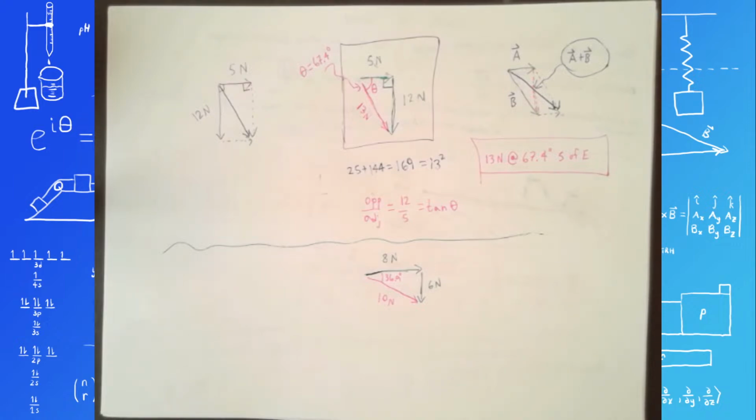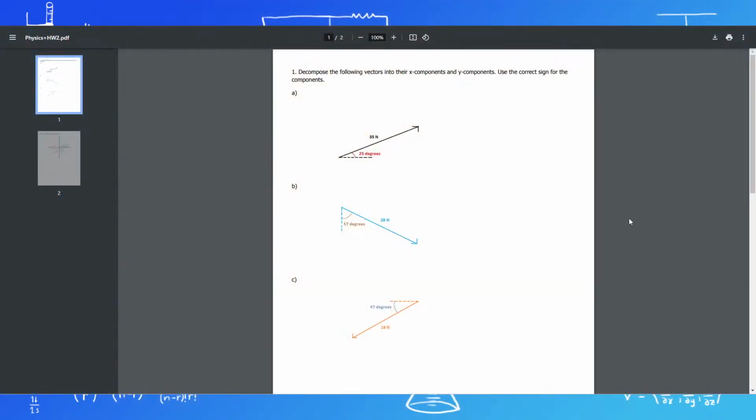Okay, so that was the first assignment. Second assignment was just practicing with vector decomposition. So let me switch to that real quick. So yeah, decompose the following vectors into their x components and y components. Use the correct sign for the components. I forgot to elaborate on that last time.